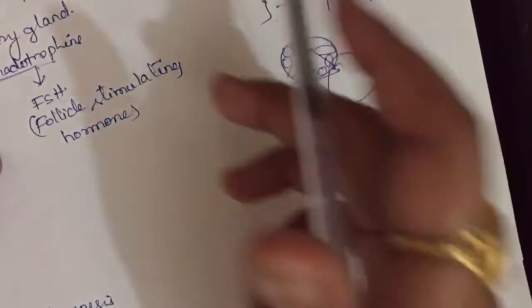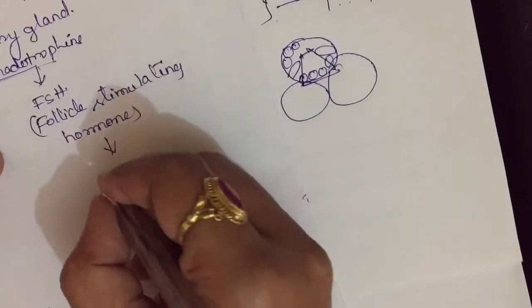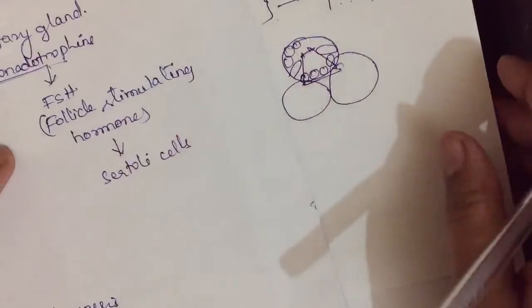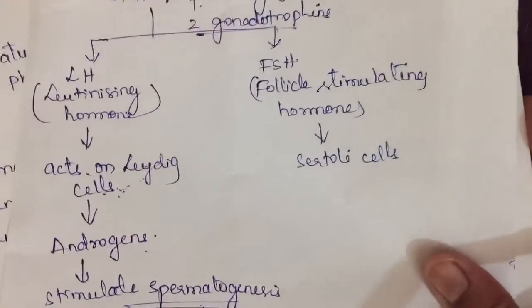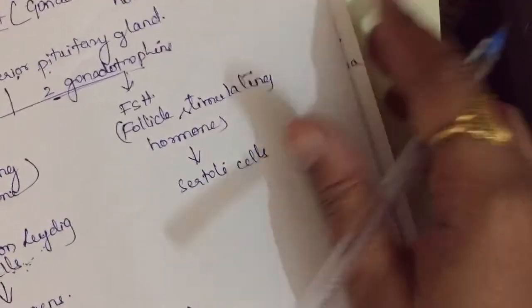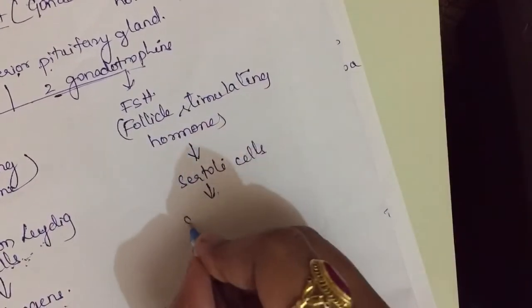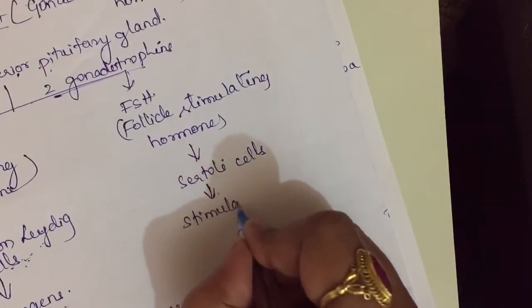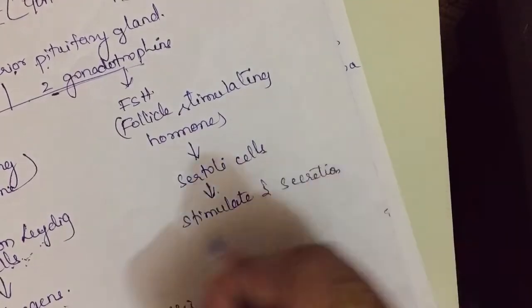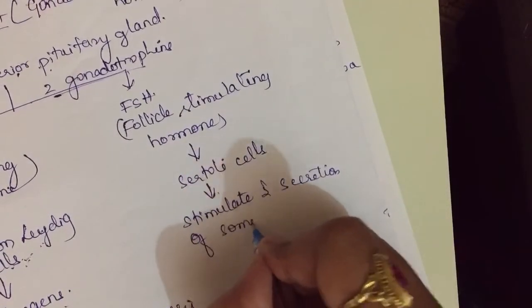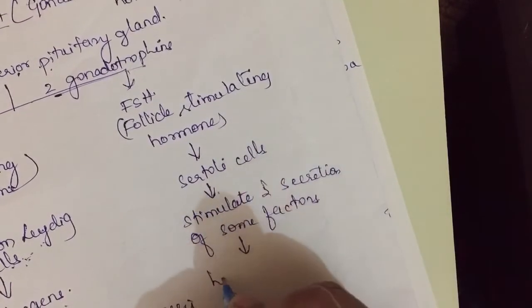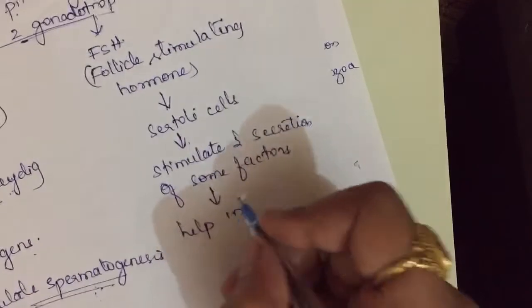Now what is the function of FSH? FSH will act on Sertoli cells, and it will stimulate the secretion of some factors. Some factors are getting secreted which help in spermiogenesis.